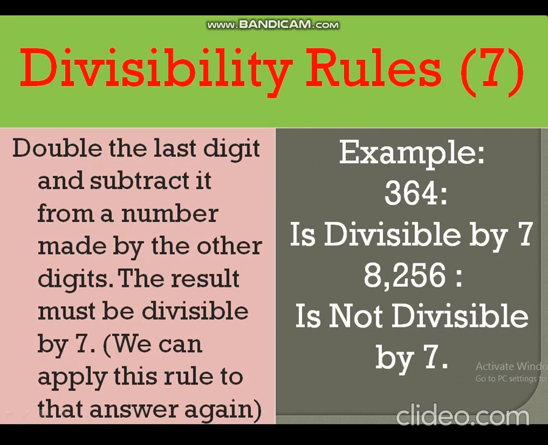Is the number 364 divisible by 7? We know, according to the rule, we should take the last digit of the number and double it. Here we have 4. On doubling, we get 8. Then subtract 8 from the number 36 formed from the rest of the remaining digits. We got 28, which is divisible by 7. Thus, the number 364 is also divisible by 7.